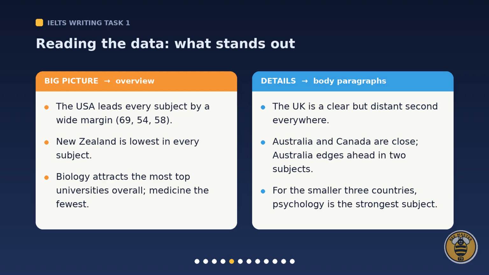On the teal side, the details for our body paragraphs. The UK is a clear but distant second. Australia and Canada are close, with Australia slightly ahead. And for the 3 smaller countries, psychology is the strongest subject, which reverses the pattern of the 2 leaders.